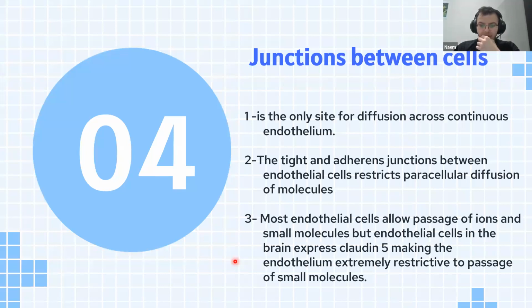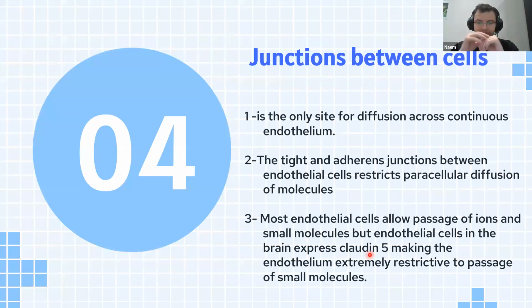Now, most endothelial cells allow the passage of ions. We said this before: ions are freely allowed to move, but bigger molecules shouldn't be allowed to move. Remember, the brain is a very sensitive tissue, so no leakage should ever happen there. The brain expresses a lot of a molecule called claudin 5, a type of tight junction molecule. So in the brain, we have a lot of them to make sure there is no leakage at all.